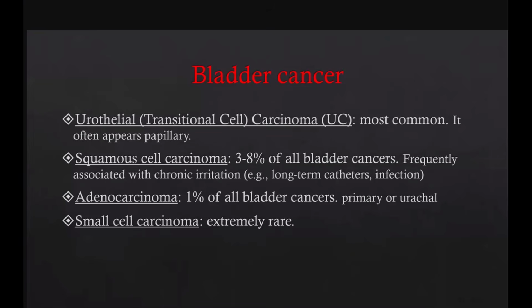So let's review some important tips here in our session. Bladder cancer can be classified according to the histological types into urothelial or transitional cell carcinoma. This is the most common type. Squamous cell carcinoma, adenocarcinoma. Adenocarcinoma is more specific for urachal carcinoma. The least common is small cell carcinoma.